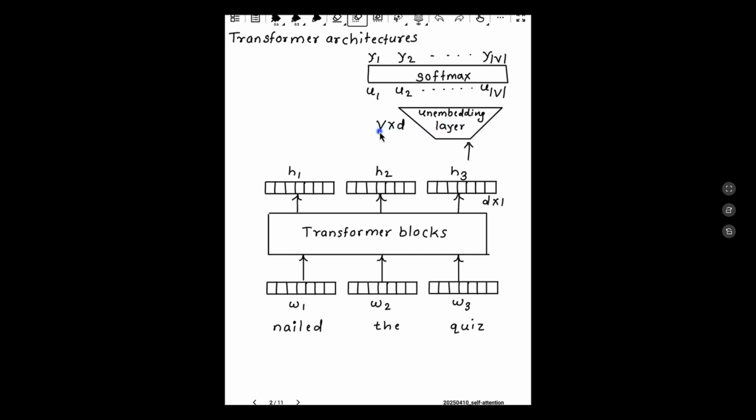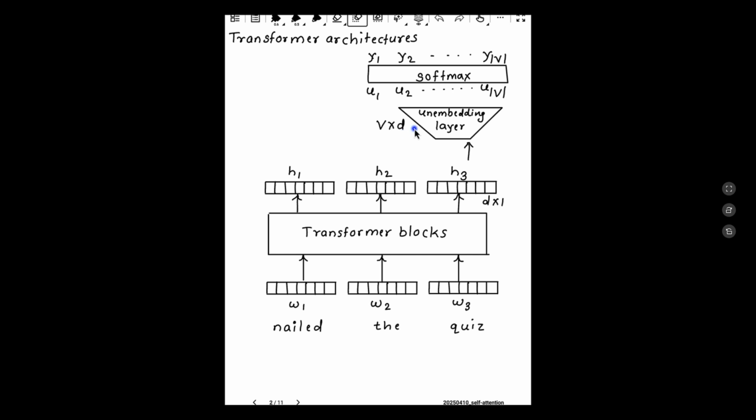Suppose V is the size of our vocabulary. Now what's going to be the shape of the weight matrix between hidden and output? It's going to be V by D. V is the size of our vocabulary and D is the size of our hidden vector.